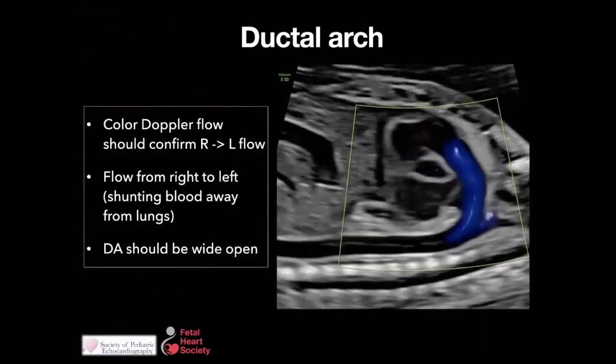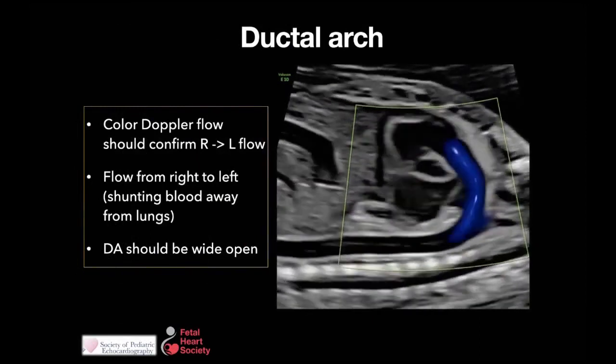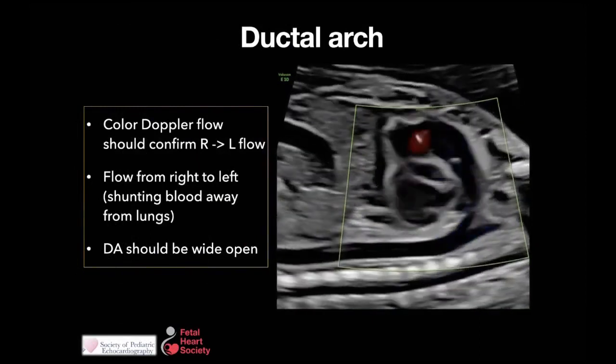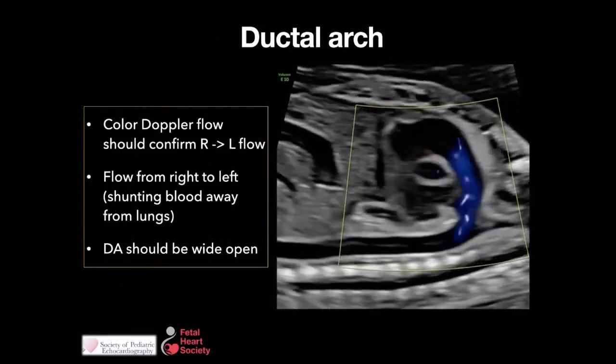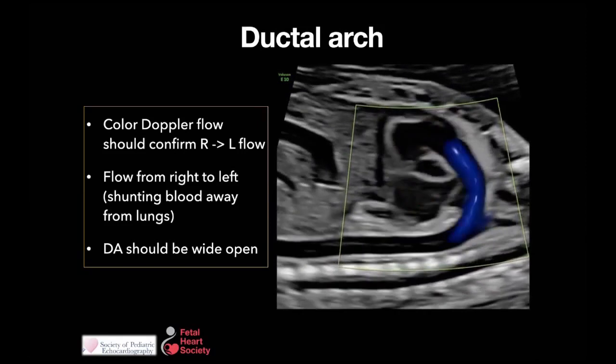Color Doppler flow should be from right to left. You want to see flow from the right to left, shunting blood away from the lungs. And the ductus arteriosus should be wide open, as you can see here, when evaluated with color Doppler. Smooth, laminar flow.